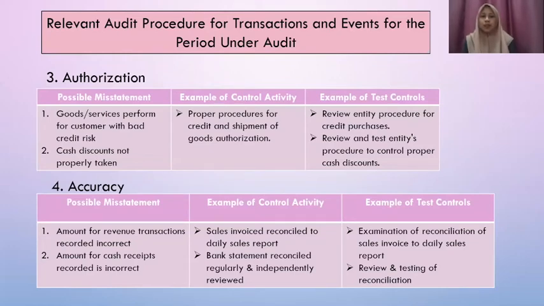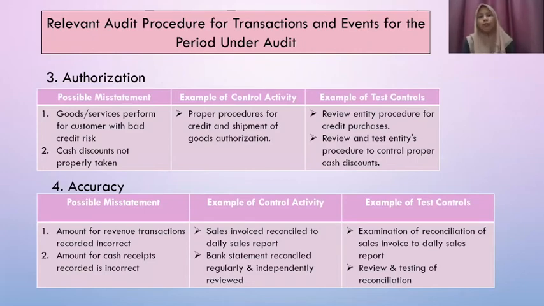Next, for accuracy, the possible misstatement that could arise is that the amount for revenue transactions recorded is incorrect. What can be done by the management? They can use the sales invoice and reconcile it to the daily sales report. By doing this, they can reduce the possibility that the amount for revenue transactions is recorded incorrectly. So what can the auditor do? The auditor can examine the reconciliation of sales invoice to daily sales report.